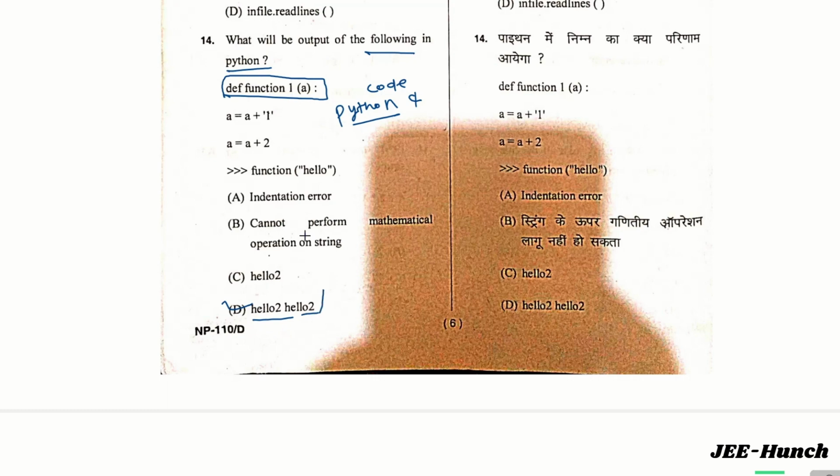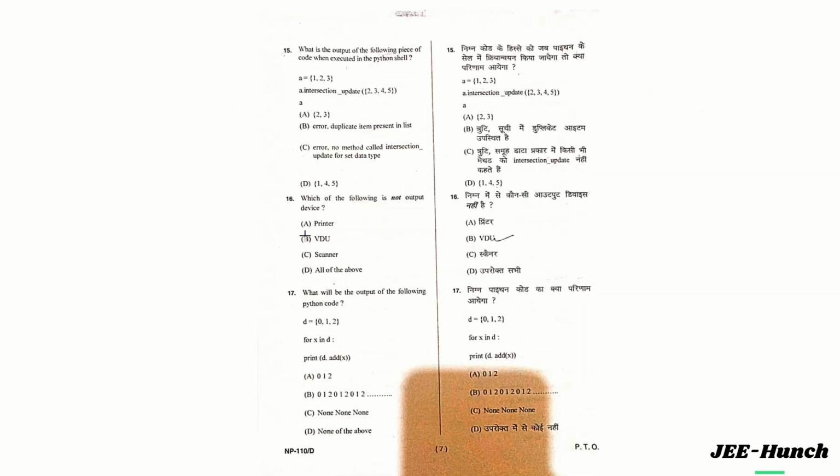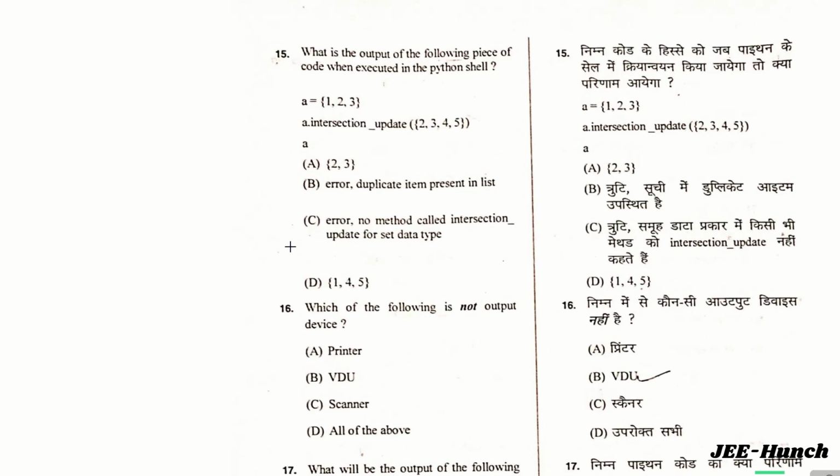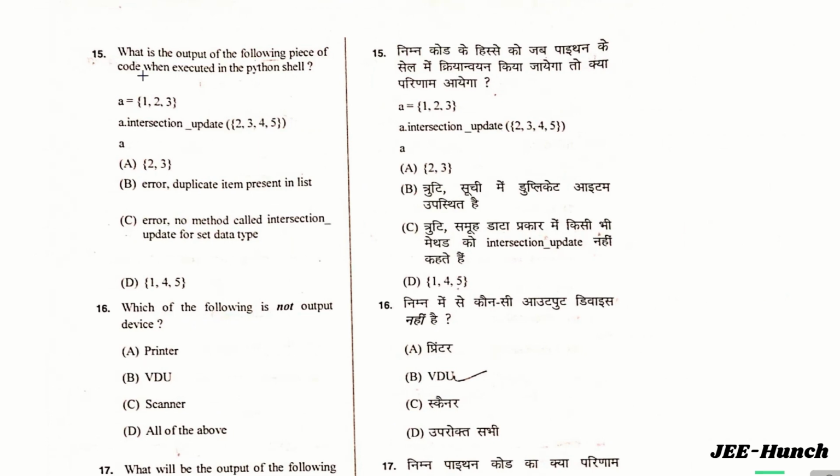Next, question number 15, what is the output of the following pieces of code when executed in the Python shell? This is our Python code 5. You can see how many codes are here, and this is necessary. A is a set which contains 1, 2, 3. A dot intersection update 2, 3, 4, 5. So we have to update this A with the intersection.